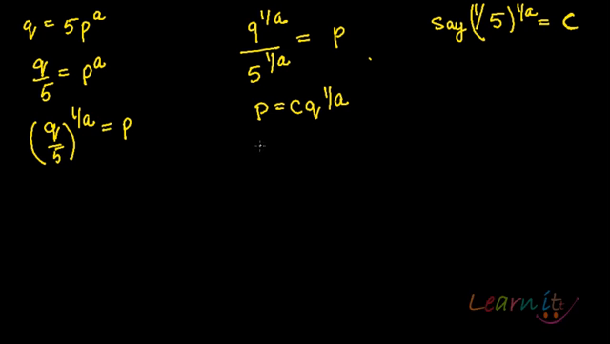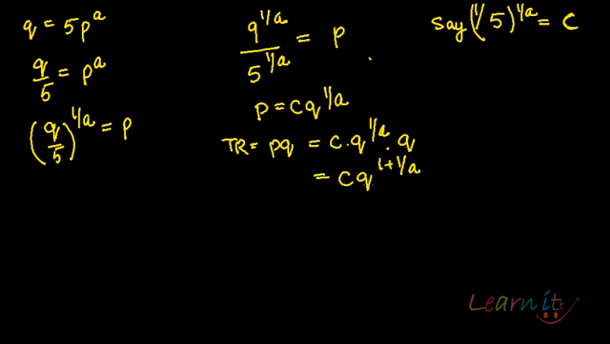Now what will be my total revenue function? P into q, which will be c q to the power 1 by a into q. Fine. So this will be c q to the power 1 plus 1 by a, which should be c into q to the power a plus 1 by a. This is your TR function.